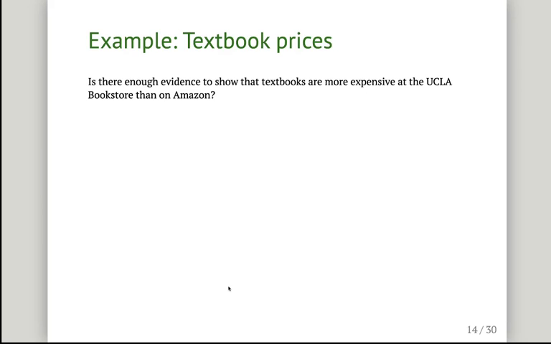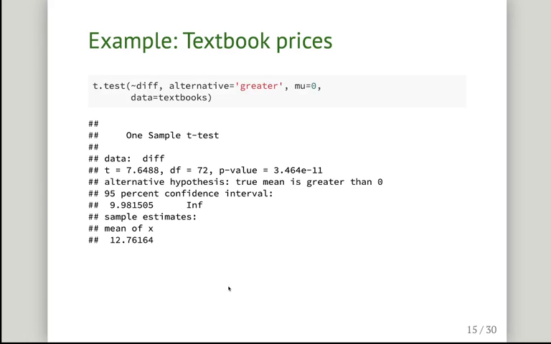So using this data, is there enough evidence to show that textbooks are more expensive at the UCLA bookstore than on Amazon? So we'll take a greater than alternative, because if they're more expensive at UCLA, then the difference should be positive. Our variable is difference. Our mu, or our hypothesized difference, is 0. That would truly indicate that books were greater at UCLA.